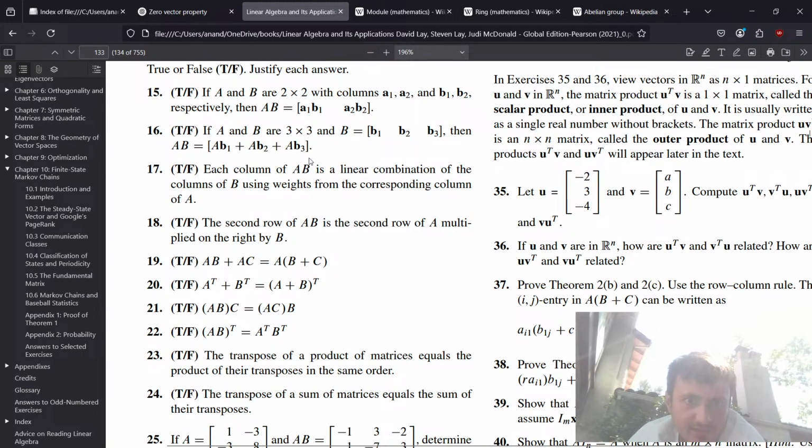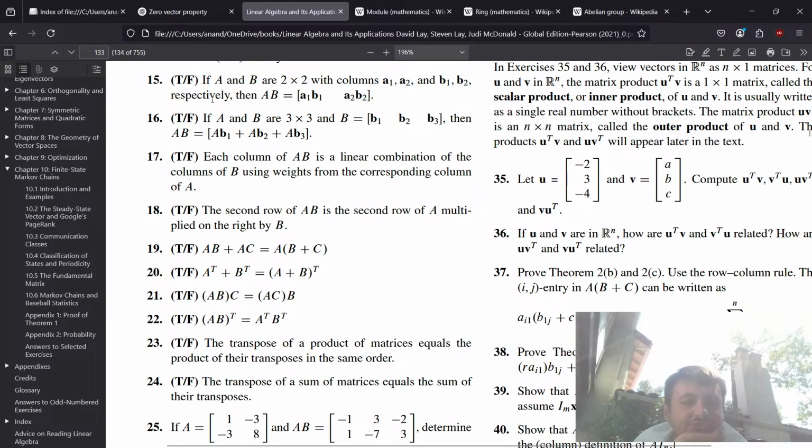If A and B are 3 by 3, this is also wrong. It's not a sum. Because then you would get a single column. You'd get a 3 by 1. What you want is a 3 by 3. Okay, so this is false.